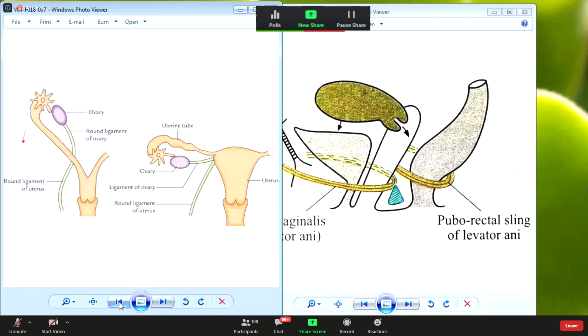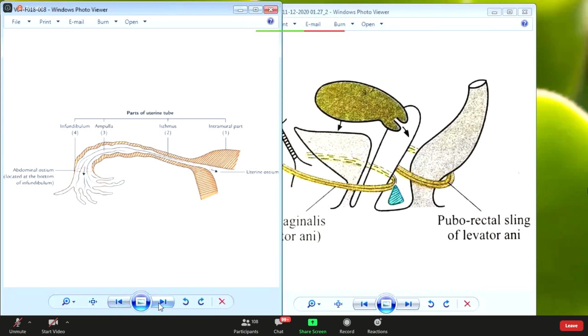Now let us come to the ovary. Sir, I have a question. Go on. Sir, broad ligament and transverse cervical ligament, will they be in the same coronal plane? Transverse cervical ligament, very good. Transverse cervical ligament is a very important one.